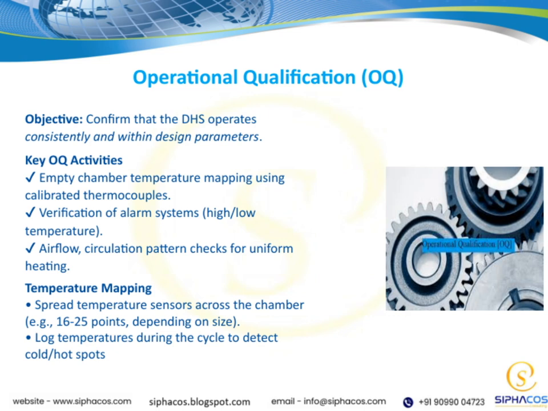Regarding temperature mapping specifically, we spread sensors across the chamber, anywhere from 16 to 25 points depending on its size, to get a comprehensive picture. During the cycle, we log the temperatures at these points to detect any inconsistencies or areas that might be cooler or warmer than ideal. This thorough process helps us validate that the chamber maintains the proper conditions consistently, which ties back to our overall goal of ensuring reliable and safe operations.